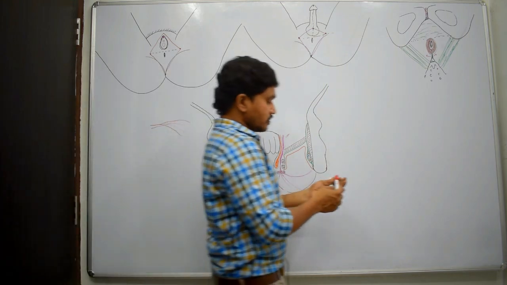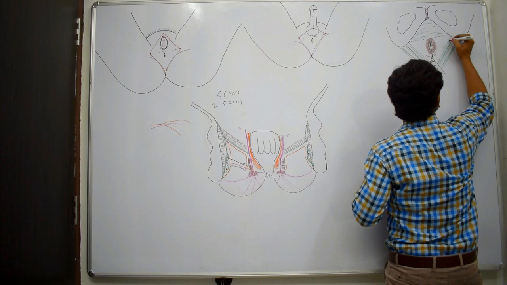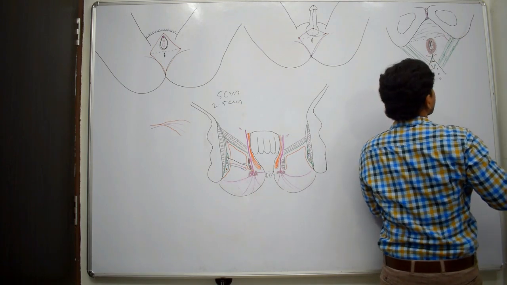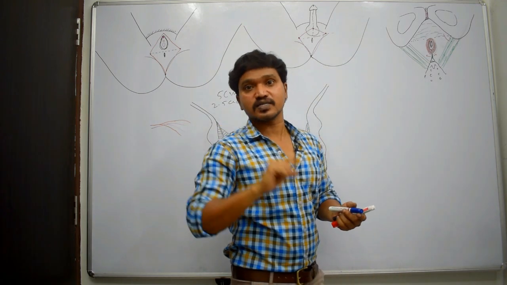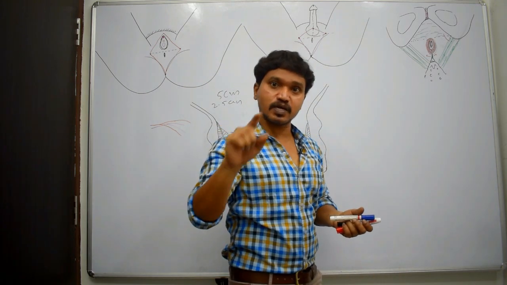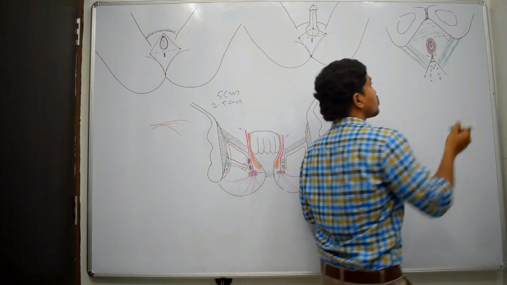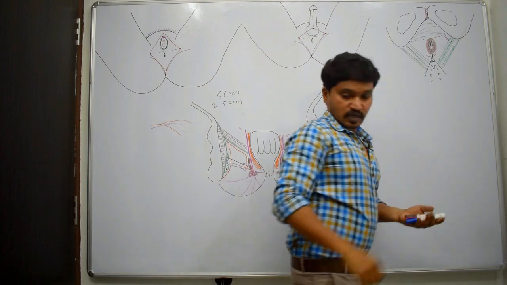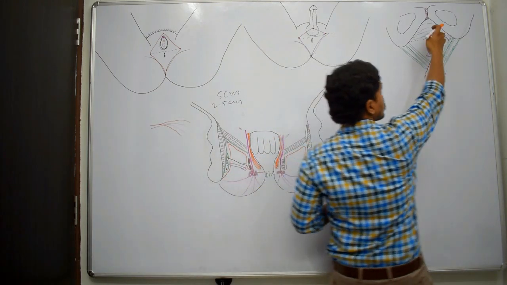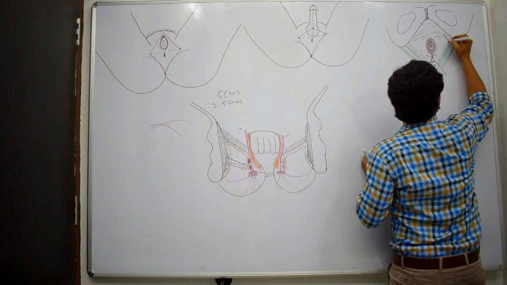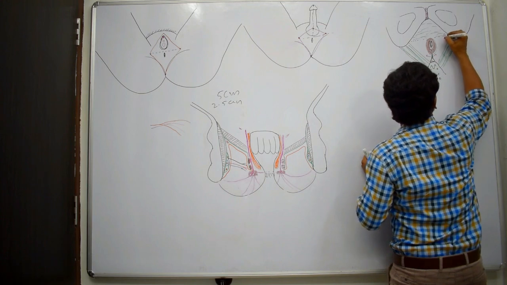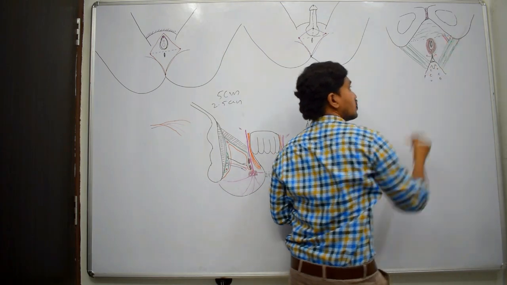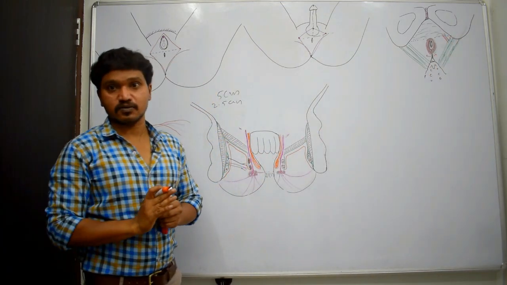Then here, posterior scrotal vessels and nerves. In females, they are posterior labial vessels and nerves; in males, posterior scrotal vessels and nerves. They are entering into the urogenital triangle from the anterior part of the ischiorectal fossa, right? So what are these structures? Posterior scrotal vessels and nerves.